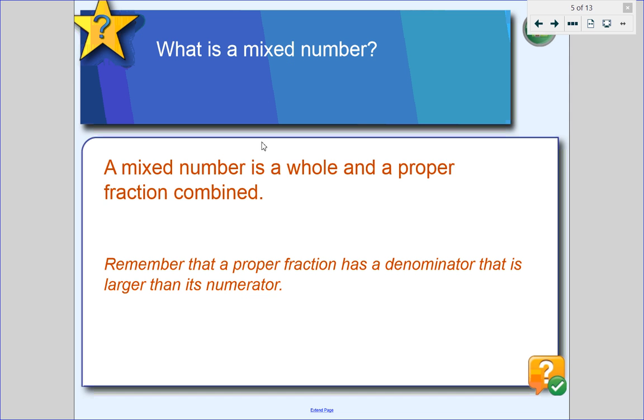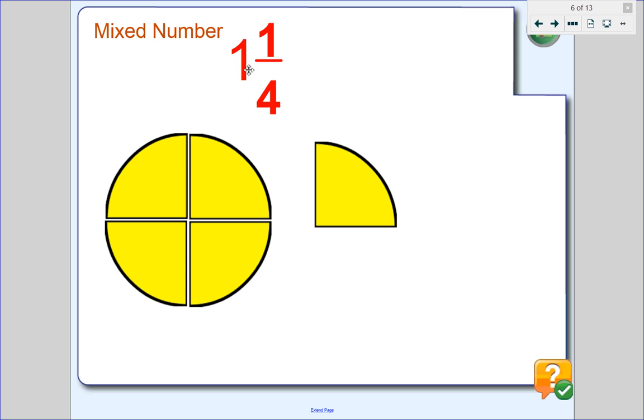Well, what is a mixed number? A mixed number is a whole number and a proper fraction combined. So here we have one whole, and we have 1/4 of another one. If I looked at what I had, how many pieces do I have? I have 1, 2, 3, 4, 5 pieces, and they're cut into fourths. So as an improper fraction, I would say this is 5/4, because I have 5 pieces, and they're cut into fourths.